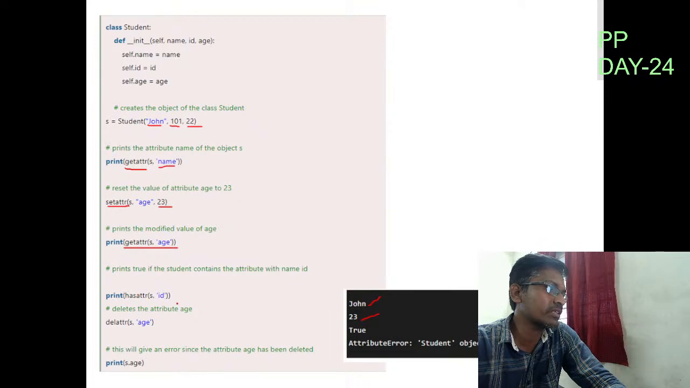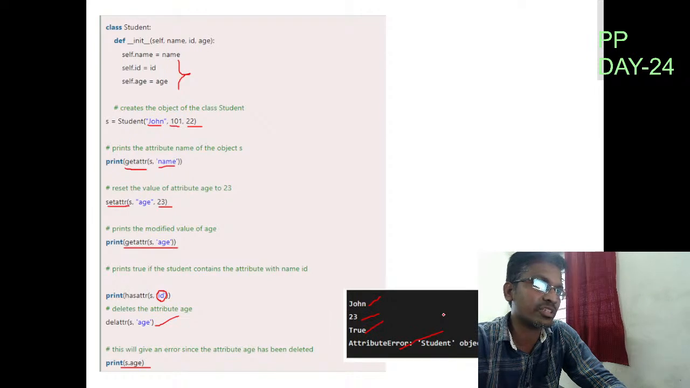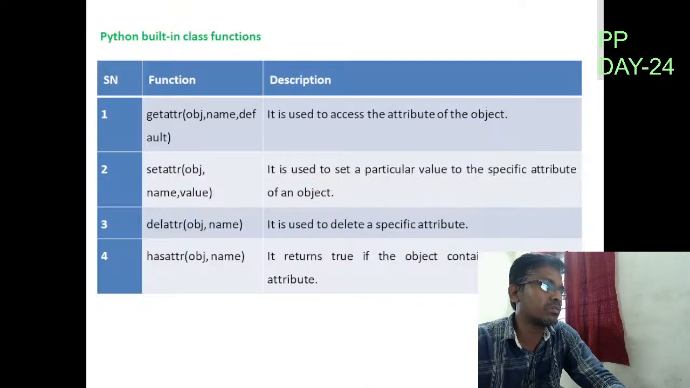And by using hasattr, if that attribute is there in the given class, then it will return true. In this example, the attribute ID is available in the class, so it will print true. And next one, delattr followed by s comma age. It is also possible to delete attributes in a class. After deleting age, if you try to print age, it will generate an error, because we already deleted age. So that is about getattr, setattr, delattr, and hasattr.